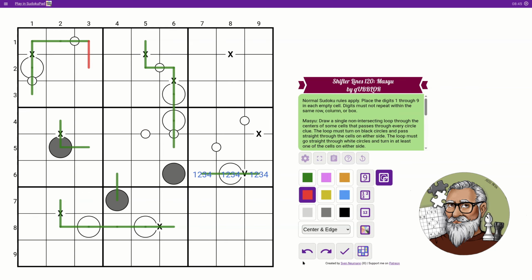Didn't get me far. What about this one? Those have to be connected, right? There's no other way around it. Those have to be connected.